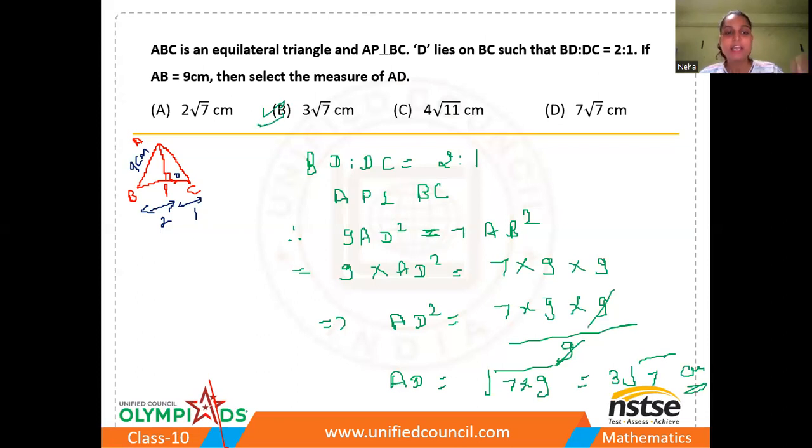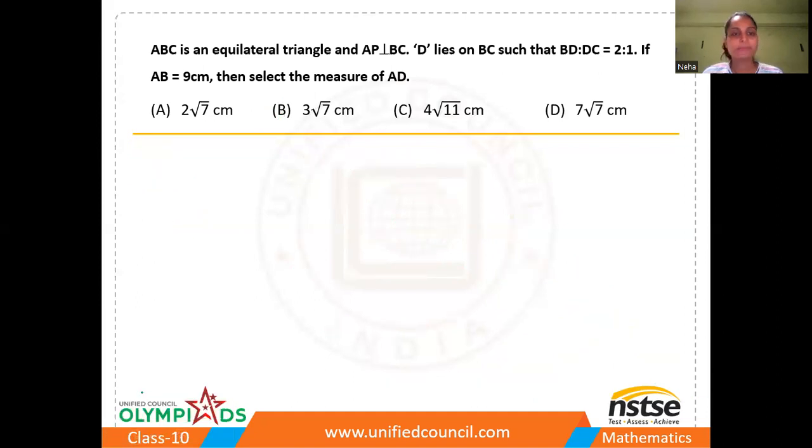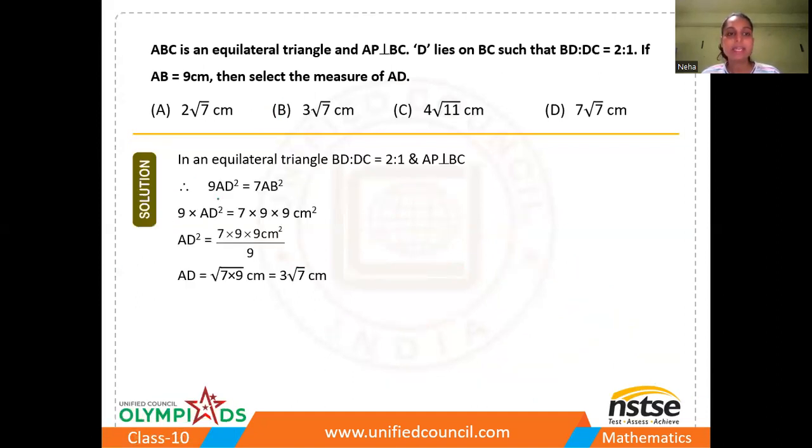So students, if you know the relation, which relation? This relation, that 9AD square is equal to 7AB square, then you can easily solve this question in only a single step, right? And you know that in the competitive exam, you have more number of questions and less time. So just try to learn all these types of relations so that you can solve the questions very easily.